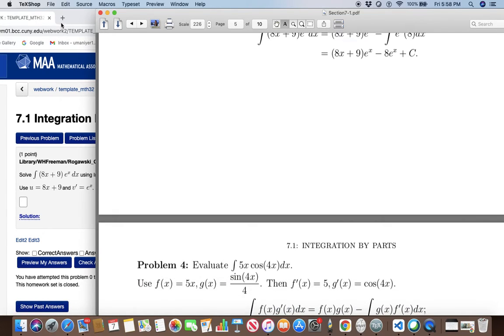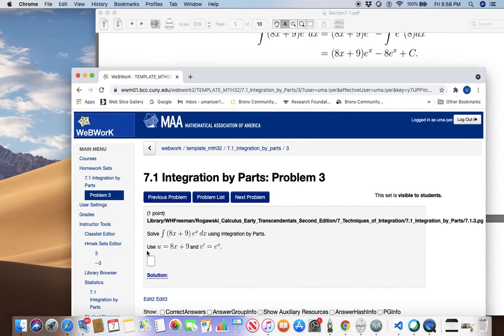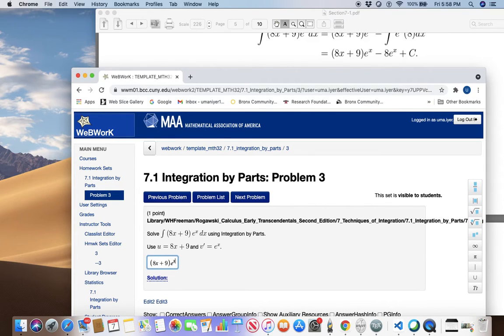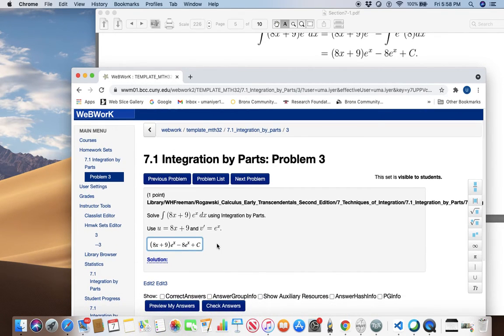So let's put that in. Plus c. Okay, don't forget. Here they haven't mentioned any c, so we have to put it in.